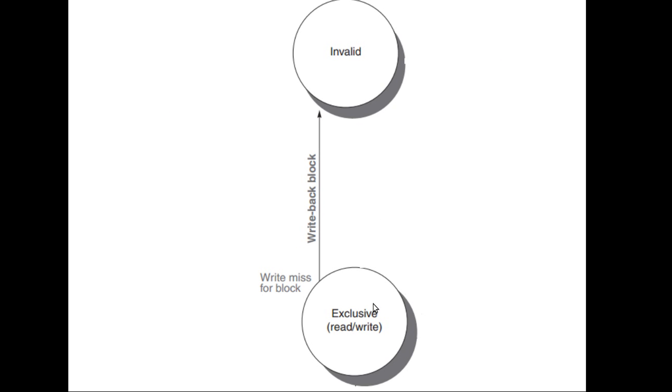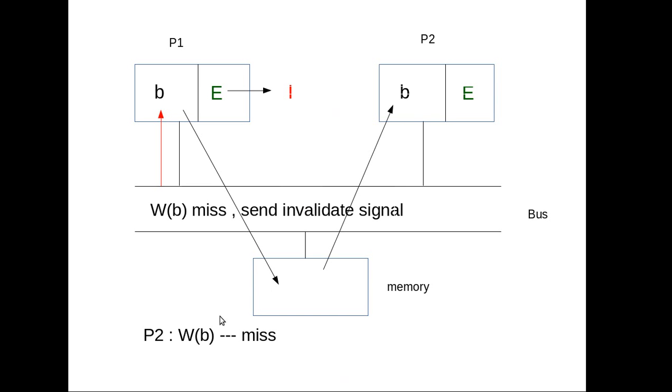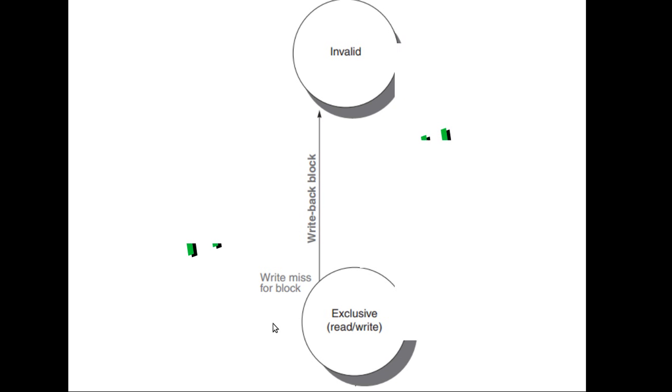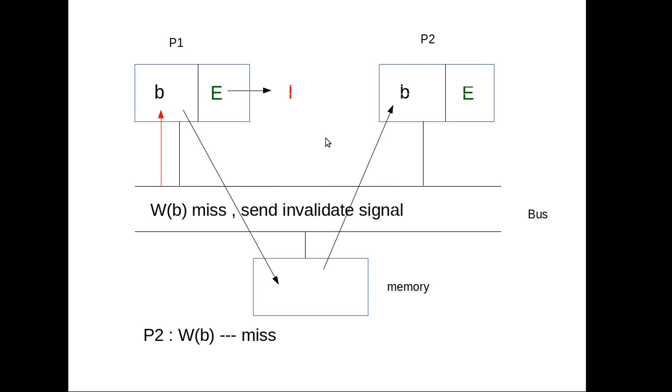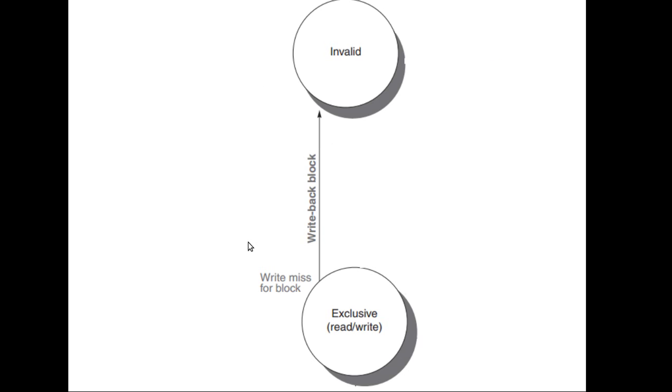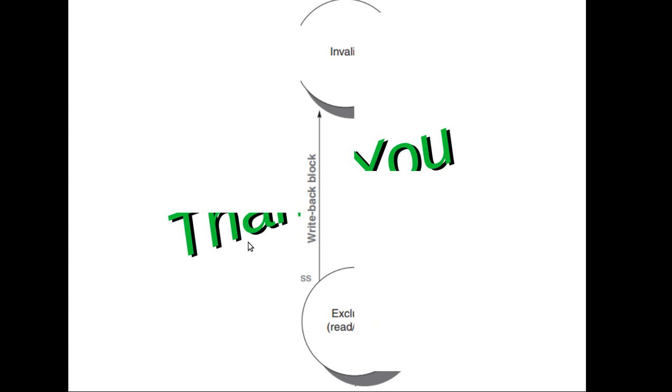So we are moving exclusive to invalid on write miss, and we write back. Even we are performing write back operation here. So this is what write invalidate protocol is.